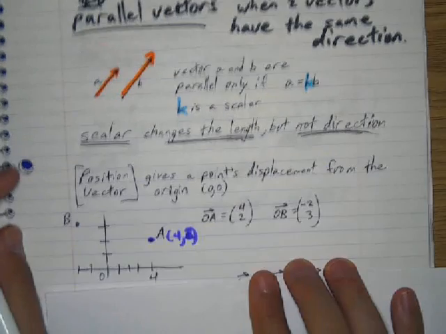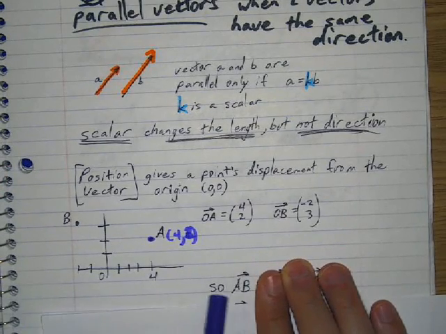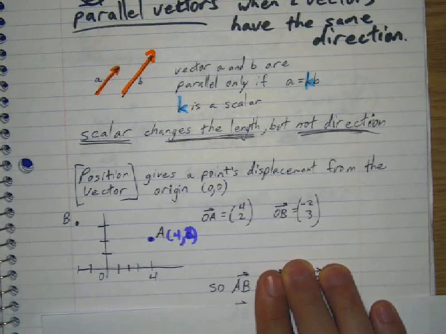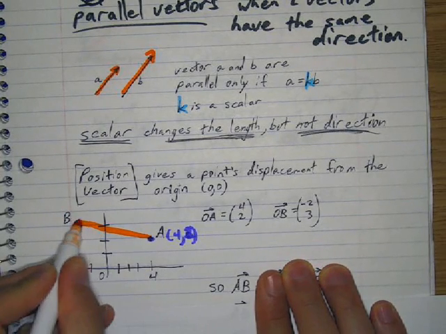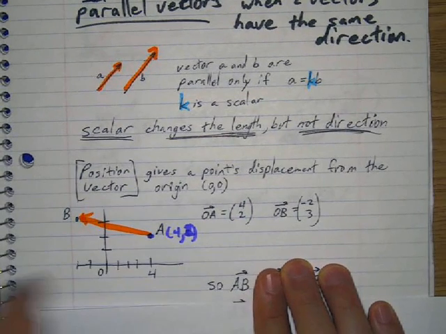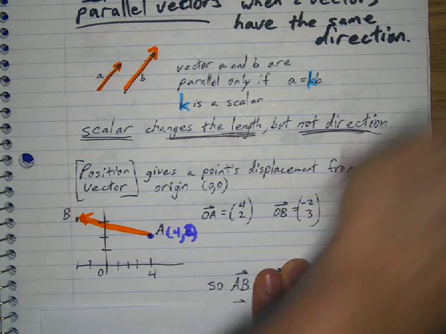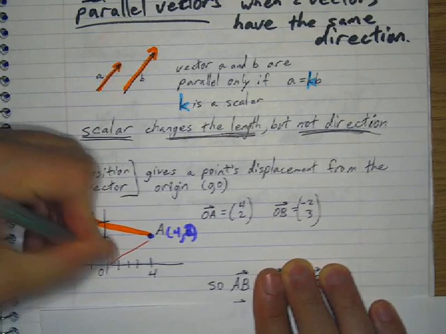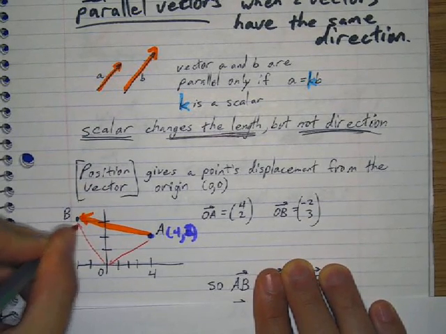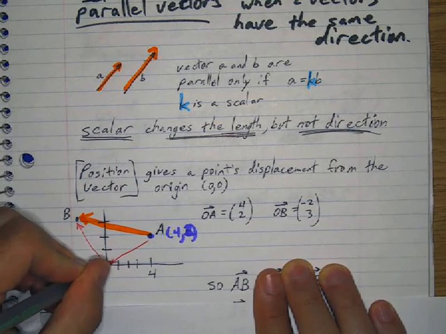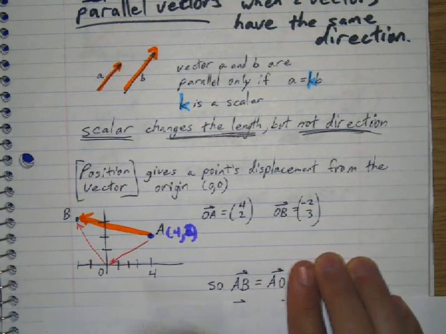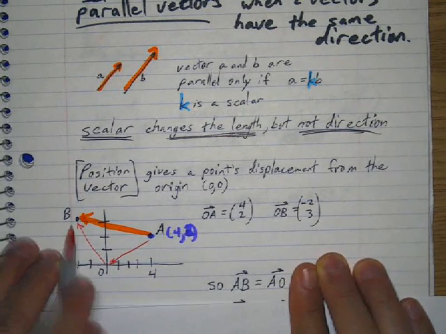Okay, now what if I wanted to go from A to B? A to B is this orange line, right? So basically I could say, well, I could go from A to the origin and the origin to B, right? And that would give me the orange line, right? So if I go from A to O, I'm going to have AO. And if I go from O to B, I'm going to have OB.